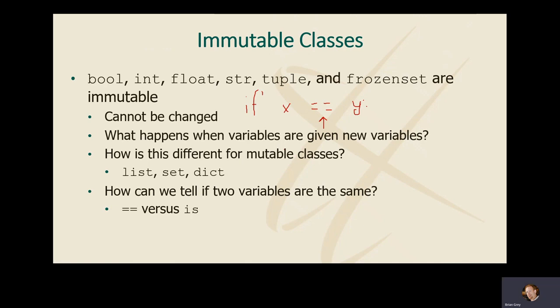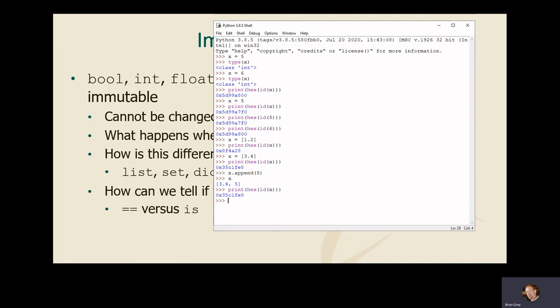What's the difference between these two? Well, we come back to our list. Okay. Now remember what we talked about. We created a list, X equals 1, 2, 3. And then we say Y equals X. So what happens when we run this line of code?